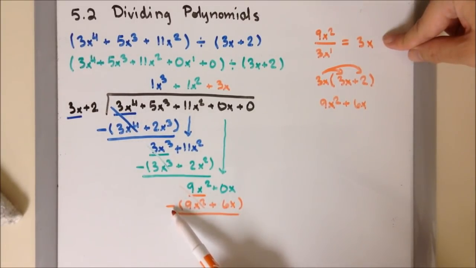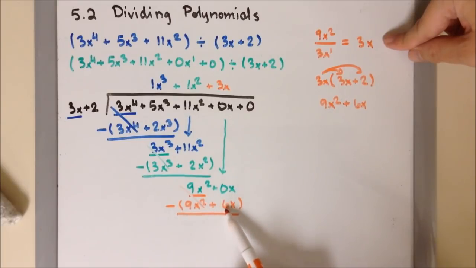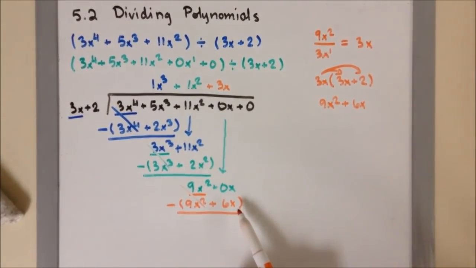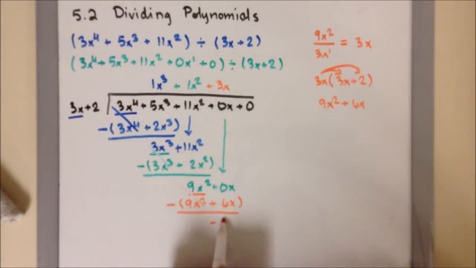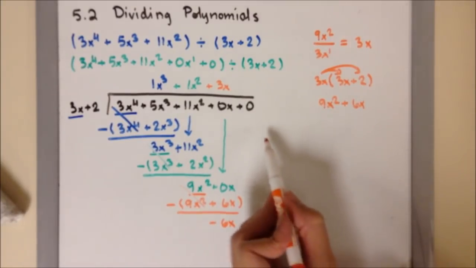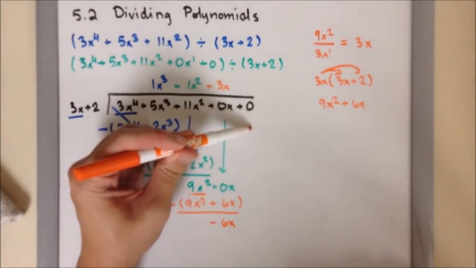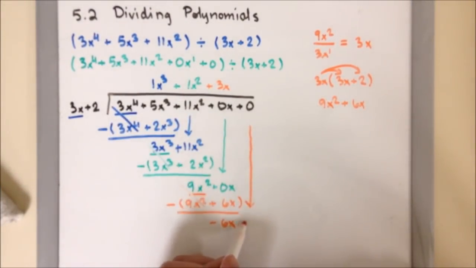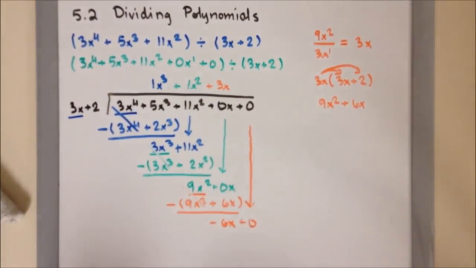Then I'm going to do the same thing. I'm going to distribute this minus to my positive 6x, so it will become negative. So it will be 0x minus 6x. Then I'm going to have negative 6x. And then I'm going to bring down my 0. So plus 0.